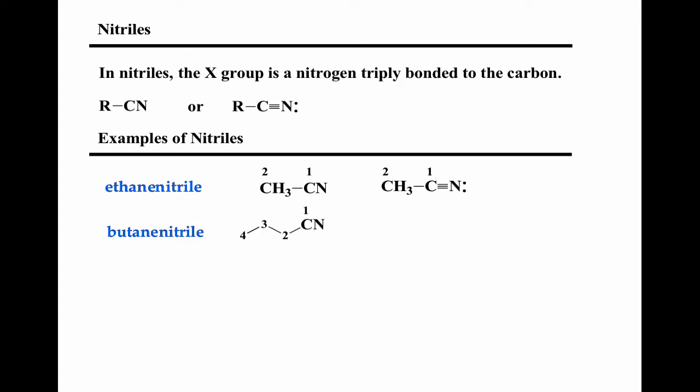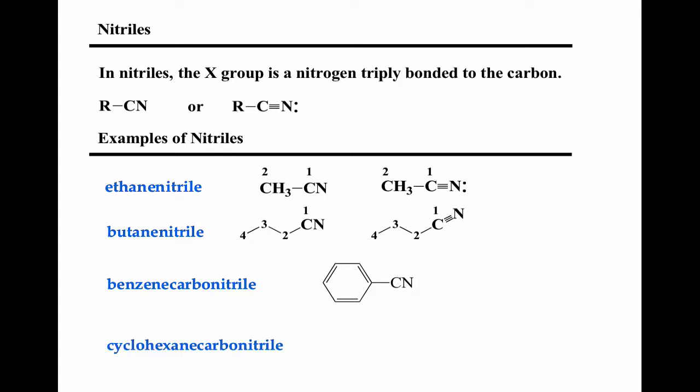Butane nitrile, 4 carbons. Notice we're counting the carbon that's part of the functional group in the numbering. Okay, because but is how many carbons? 4, right? So we've got 1, 2, 3, 4. Benzene carbonitrile. Cyanobenzene. Okay. Here we have, what functional group is this? That's the phenyl group, right? And then cyclohexane carbonitrile is just 6 carbons in a ring.